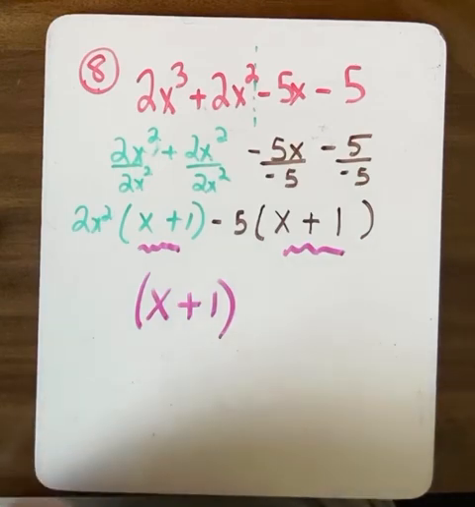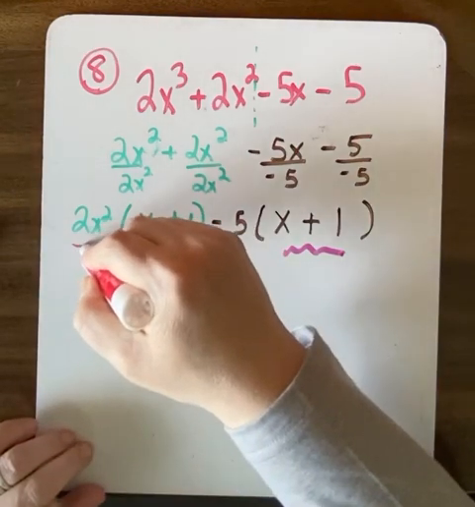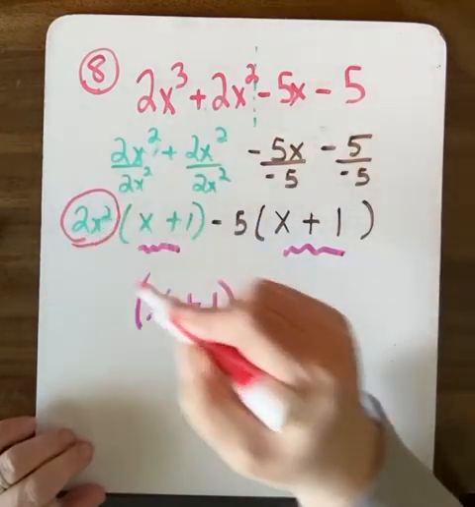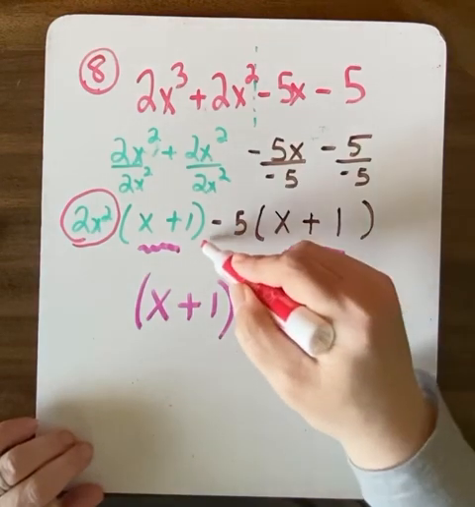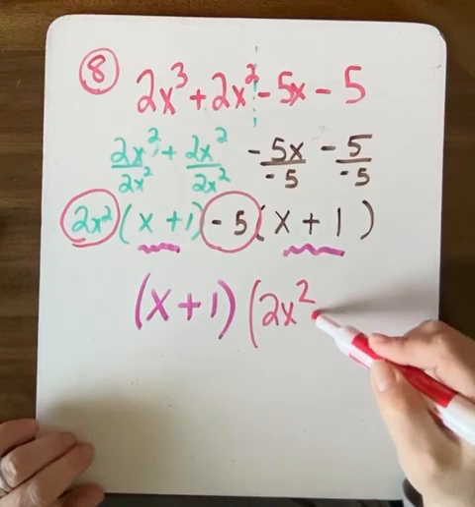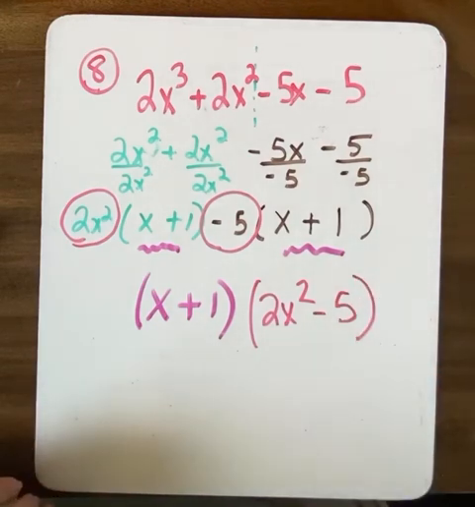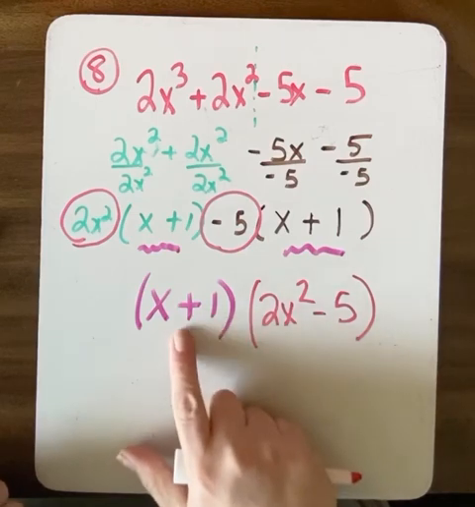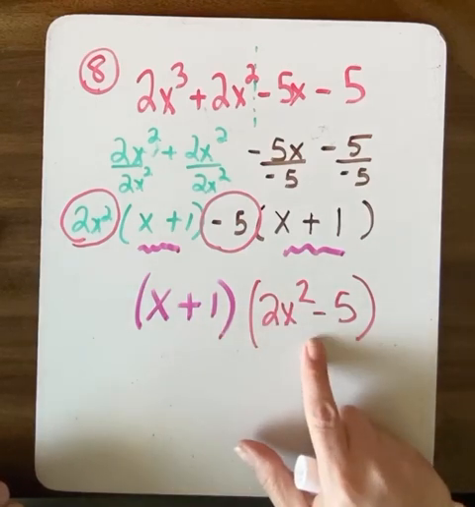The other factor I create from pulling together the 2 greatest common factors that I used with each of the groups. So this was the greatest common factor from group 1, and this is the greatest common factor from group 2. And so my 2 factors for this polynomial are x plus 1 times 2x squared minus 5.